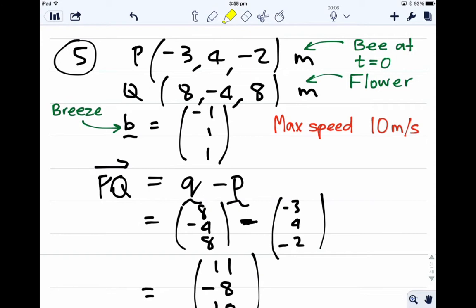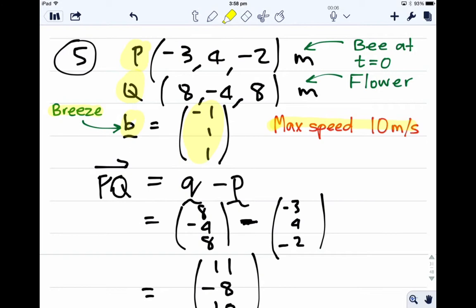We have a bee situated at the point P, and we want the bee to go from where it is at P to Q, which is a flower. That's where the bee wants to go. There is, however, complicating things, a breeze blowing, and this is the vector that the breeze is blowing at. Okay, we've got the idea there. The maximum speed that the bee can go at is 10 meters per second. What we want to find out, of course, is the velocity with which the bee has to fly to reach the flower in minimum time.